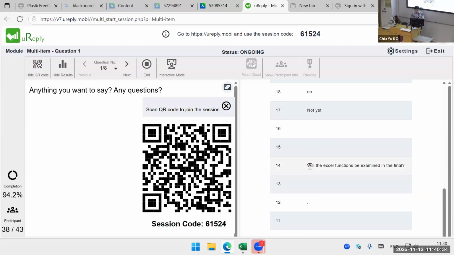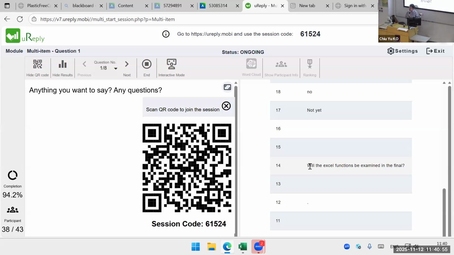Will Excel functions be on the exam? Yes, the answer is yes. Sometimes I can ask you to calculate, so I ask you the Excel function. But remember, you bring everything into your exam theater, so I don't think you would be too nervous to figure out where it is. But the answer is yes.